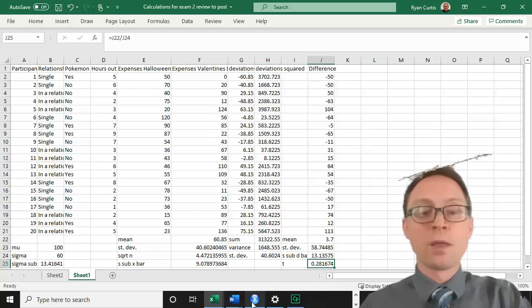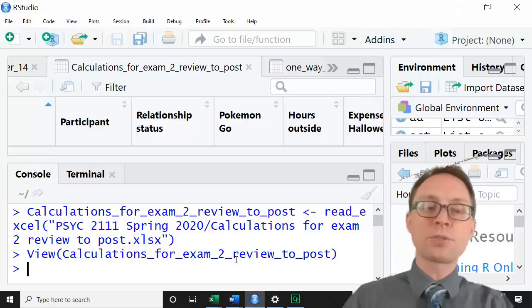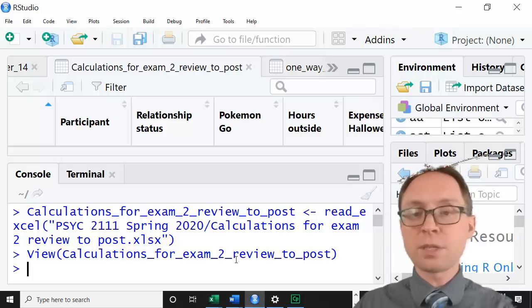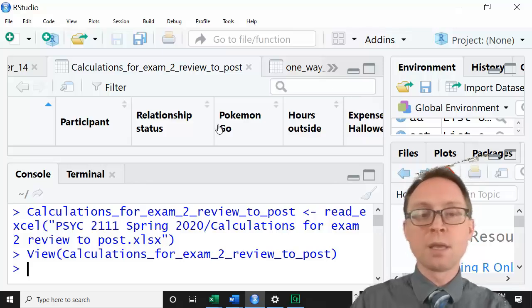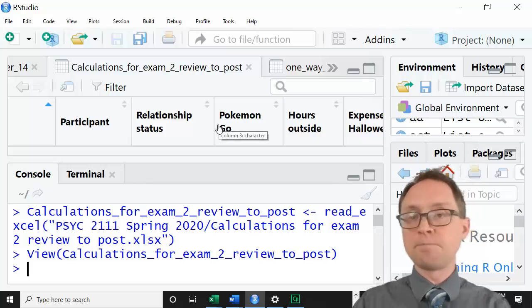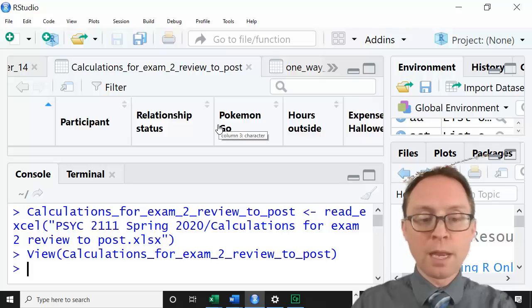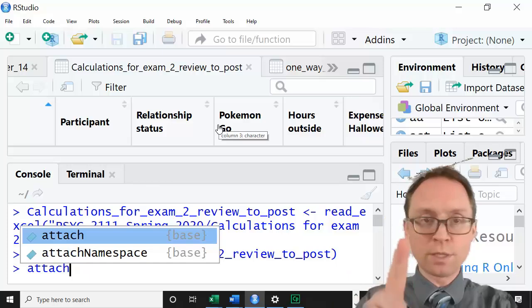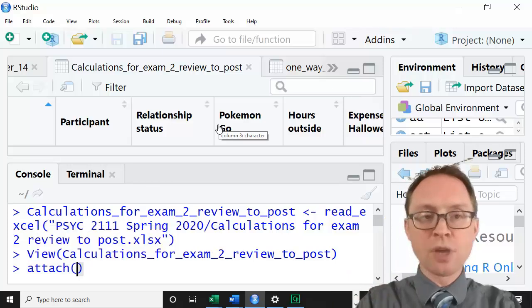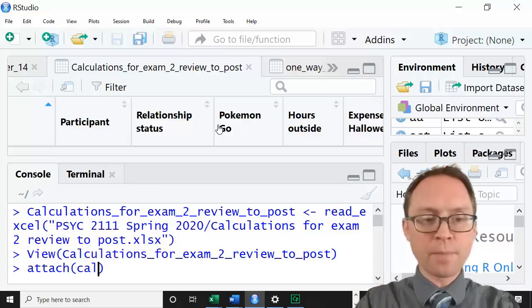Now, if I want to do the same thing, I can also do it in RStudio. In this particular case, I've already downloaded all the information. I went to Import Dataset, and I chose the Excel document, and now I need to attach it, because I hadn't attached it yet. You only have to do this once at the very beginning. I need to attach calculations for exam.